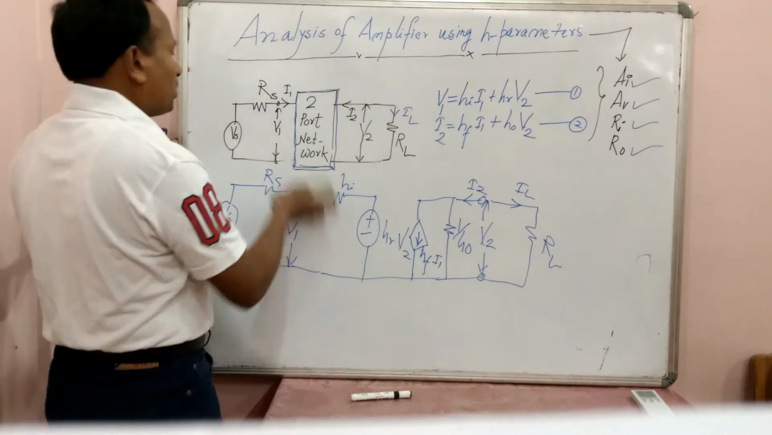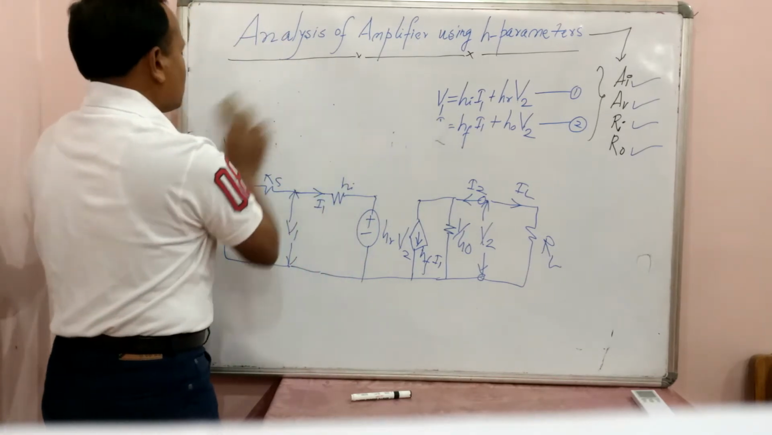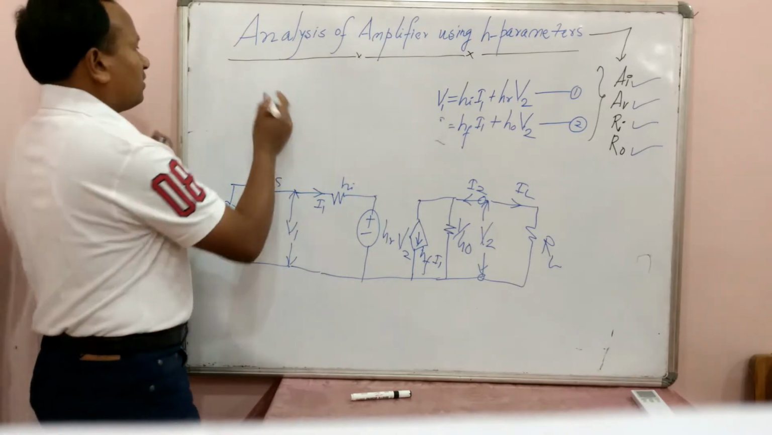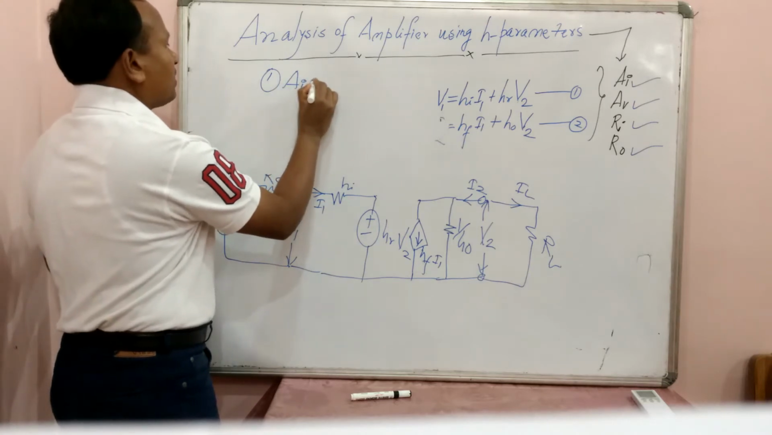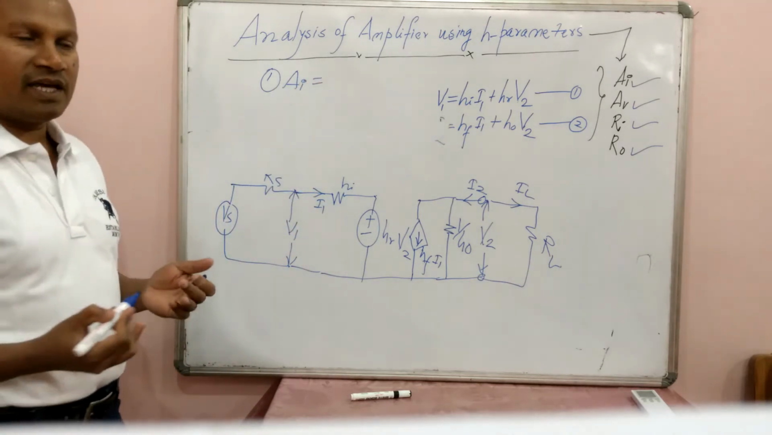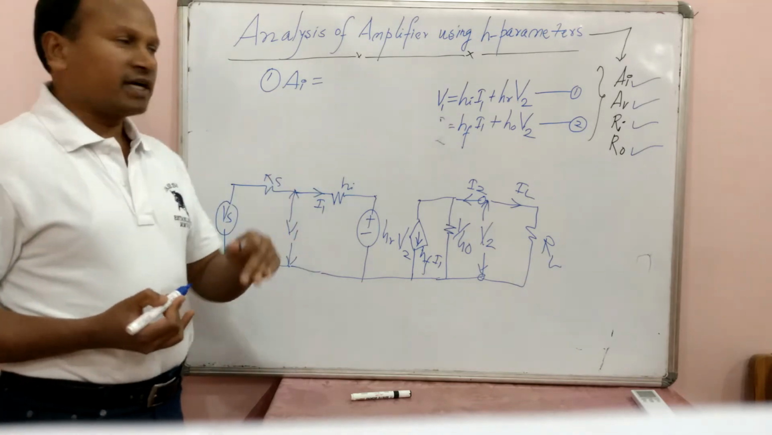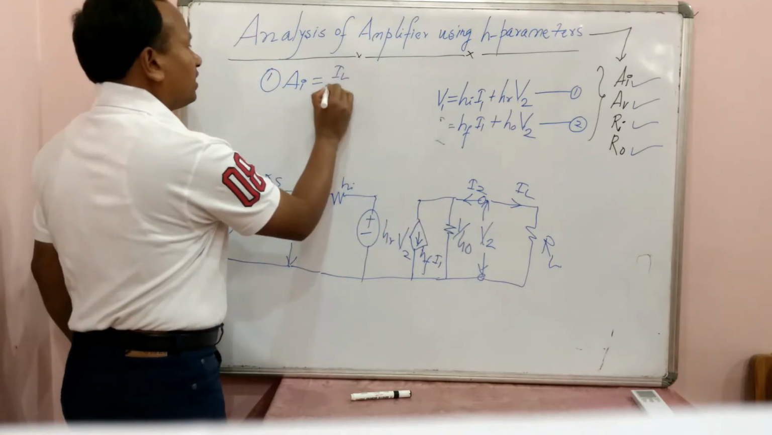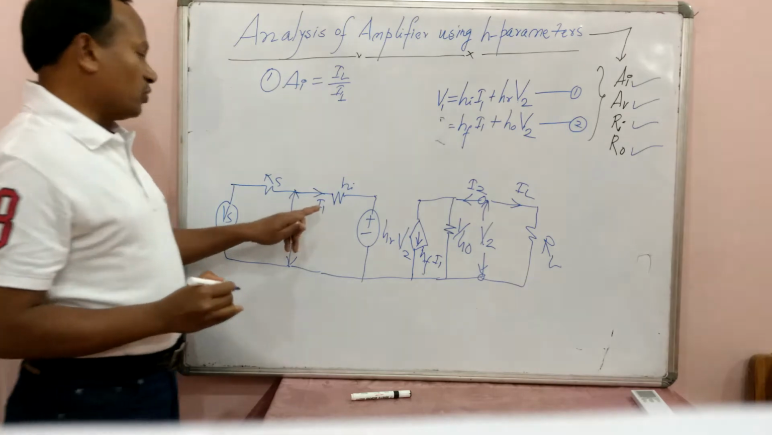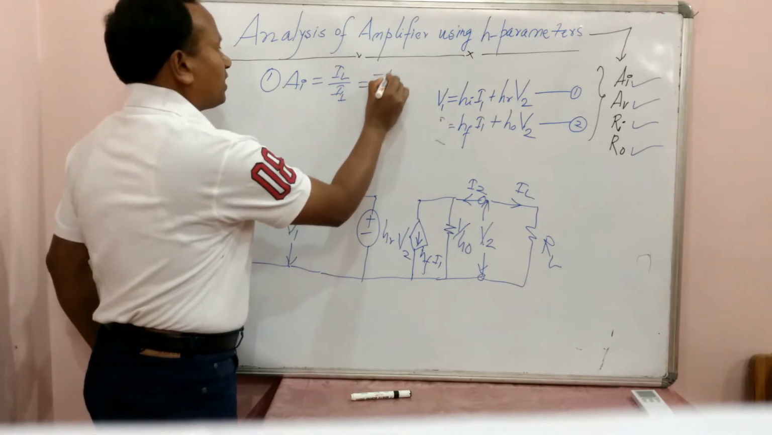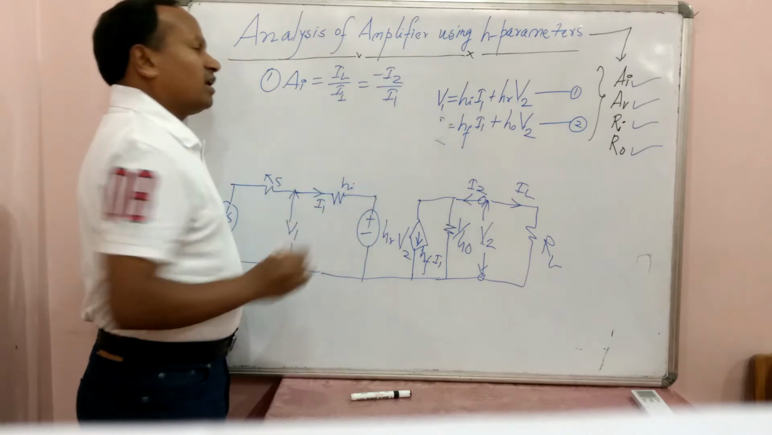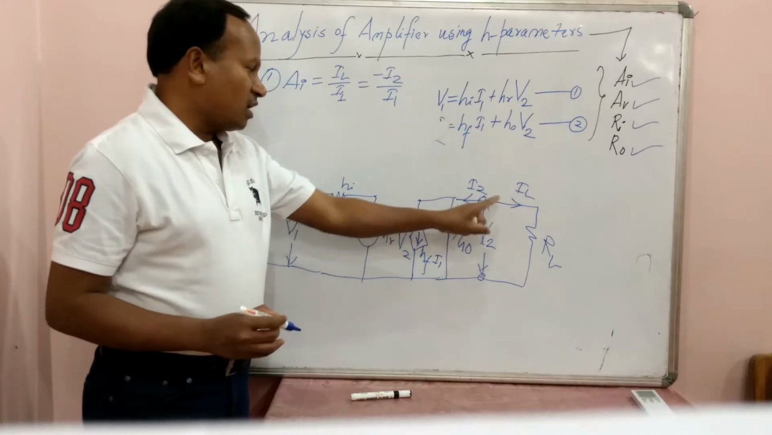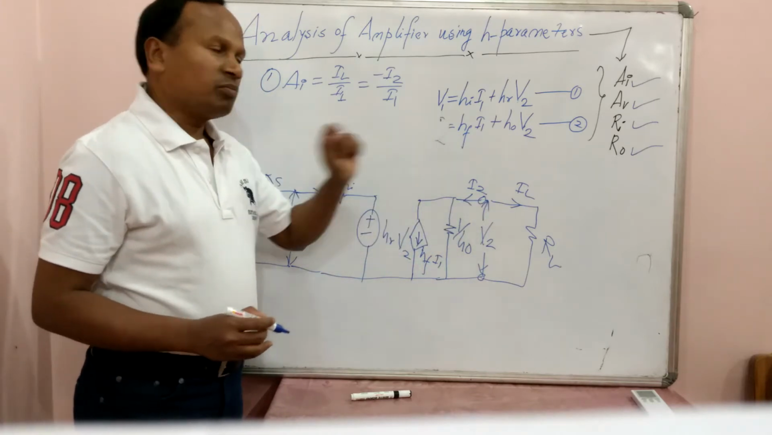So I am just removing this block diagram, and I am trying to get AI. First part is AI. What is AI? It is nothing but current gain. What do you mean by current gain or current amplification? Ratio of output current to input current. What current is flowing through the load? IL. So what I can write? IL divided by I1, the input current. This can also be written as minus I2 divided by I1. Because you can see in the circuit, IL is in the opposite direction to I2. So IL is equal to minus of I2.